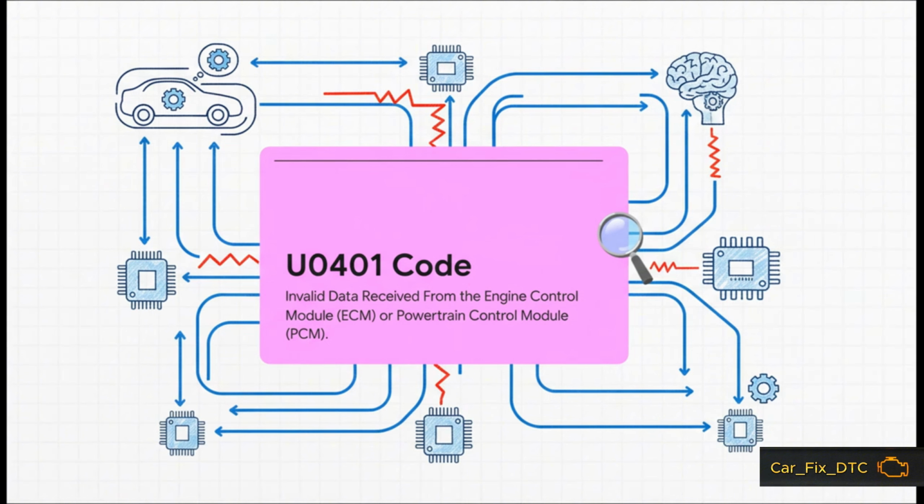Okay, so the official definition is invalid data received from the engine control module or powertrain control module. What does that even mean in plain English? Well, think of your car's main computer as the boss. It's getting updates from the engine that are complete gibberish. It's like trying to have a phone call with someone, but all you're getting is static. The computer knows something's wrong, so it throws up this code.